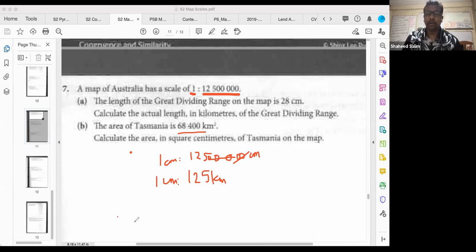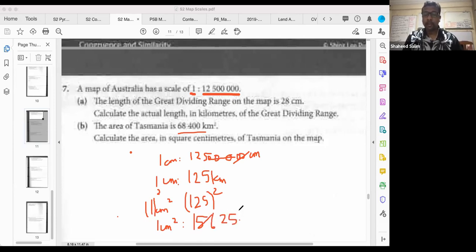Later you check with Shafi. Yes, Ryan is coming in now. So for area, you need to square this. Square means what? 1 times 1. You square this, 1 times 1, you get 1 cm square. And then 125 square also. You have to square this also. What do you get? 125 square, you will get 15625. That means 1 square cm represents 15625 square km.